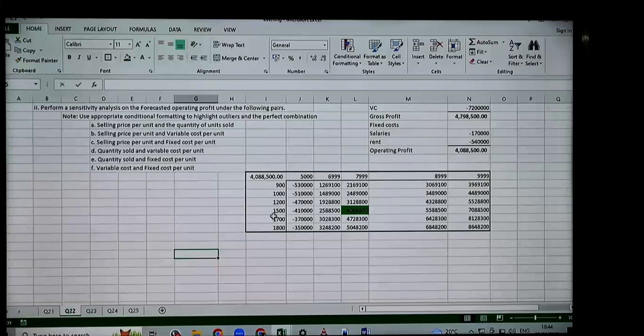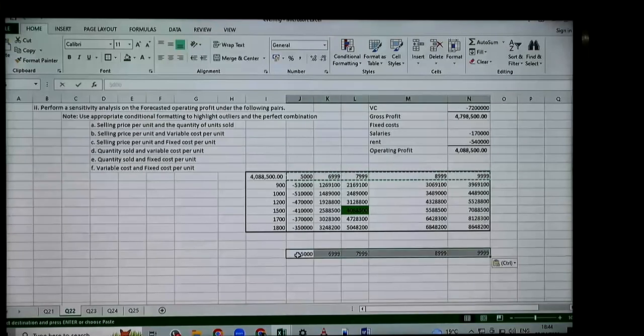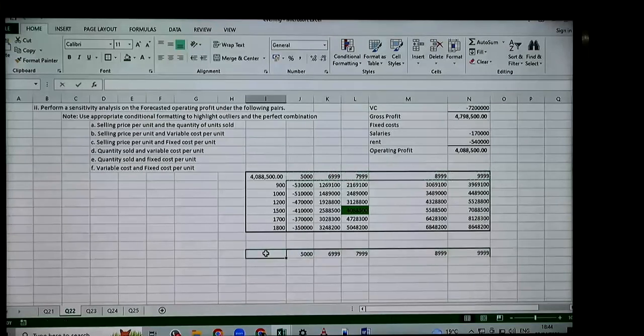So I'll repeat again for the selling price and the variable cost. And I think we will be good to go to other things. Maybe we will talk about scenario analysis and forecasting for today. So I'll copy, Control-C, Control-V. Then I'll link this one to the operating profit. You must link.